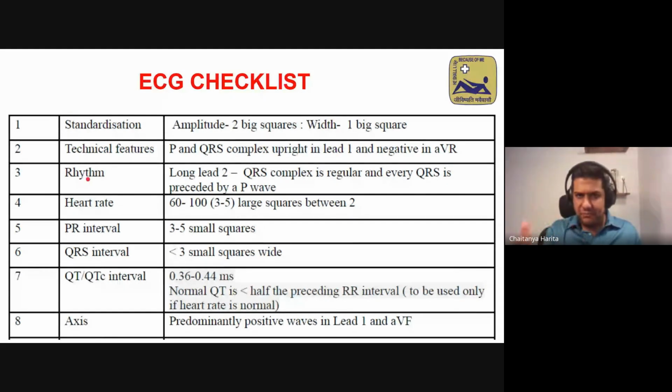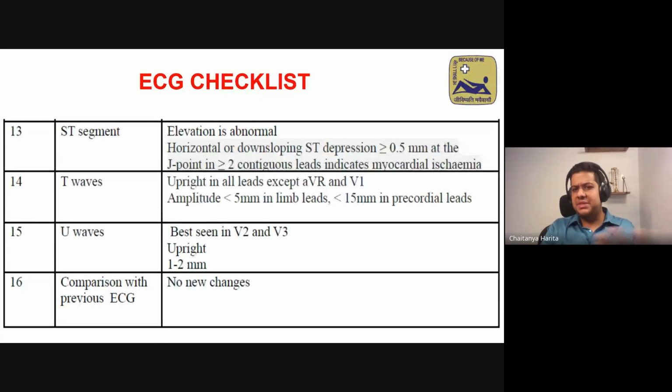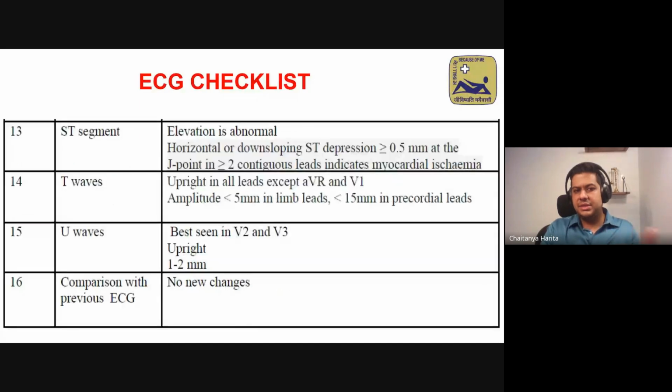Then you look at the rate, which is the most important. You look at the rhythm, whether it is a sinus rhythm or not. You look at various intervals. You look at various axes. You look at the P waves, the QRS wave, and the T waves. Look for the famous ST segment and compare with the previous ECG. Now, I'm not going into each of these in detail because I'll be coming to them when I discuss each part. But if you can eyeball an ECG and follow these 16 points, you will never go wrong. You will never miss a major finding.